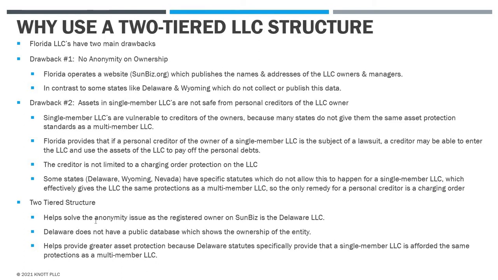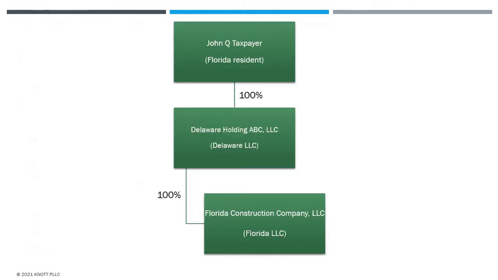So the two-tiered structure helps solve the anonymity issue, right? It solves the anonymity issue as the registered owner of that Florida entity is now going to be the Delaware LLC. So let me go back to this slide here. Florida Construction Company LLC, when it files its articles of organization in the state to set it up, is going to list the Delaware entity as the owner. John's information is not going to be on there. So for Florida Construction LLC, when you go to Sunbiz and search this, the name that comes up as the owner and manager is this entity, Delaware Holding ABC LLC.